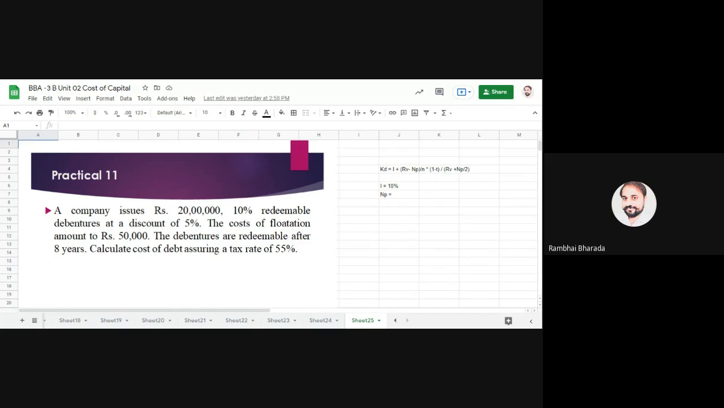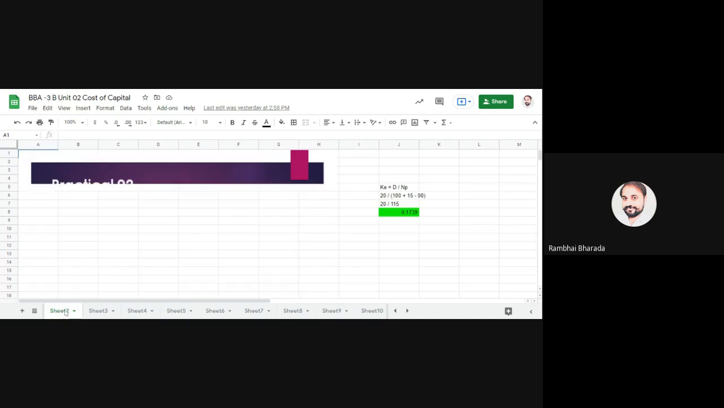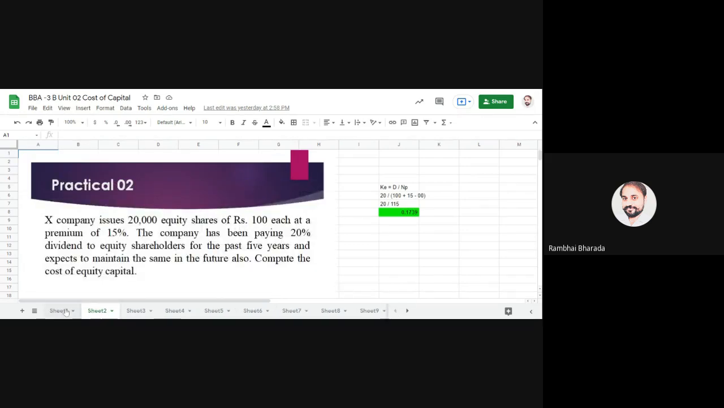So first we have cost of equity capital. How many methods are there for calculating the cost of equity capital? 5 methods are there. Now one by one. The first is the dividend price approach method. Can you tell me the formula? KE is equal to D upon NP.